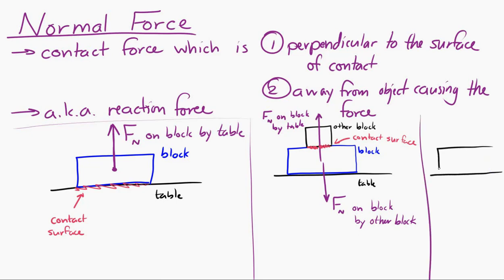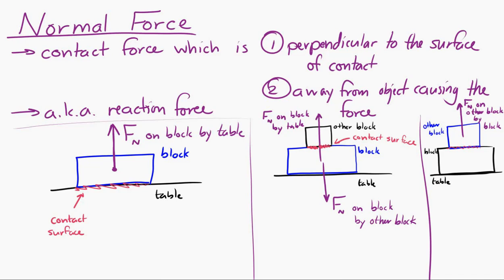Well, the block on the top, what's it in contact with? It's in contact with the block beneath it. So the normal force on the block on top would be perpendicular to that surface and away from the object that's in contact. So that would be directly upward. Now, notice that the block on top does not feel a normal force from the table because it's not in contact with the table. Yeah, the table is there, but it's not in contact with the table. A normal force only exists if there's contact between two objects.